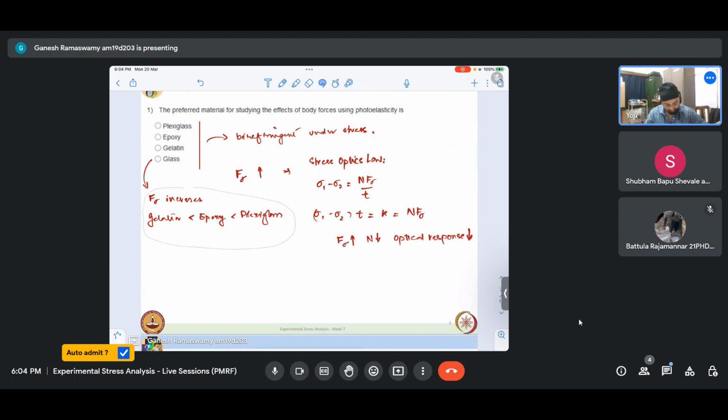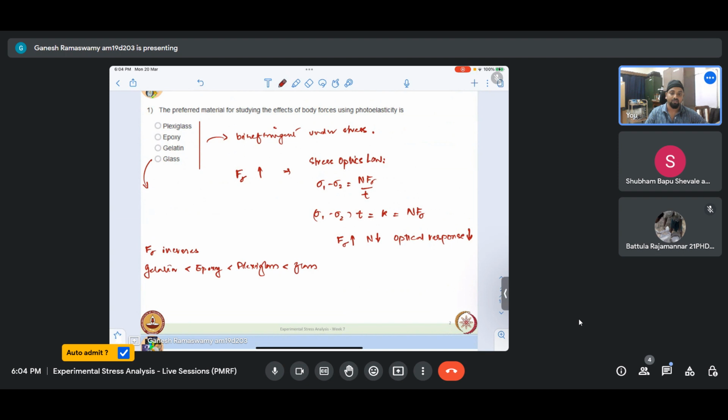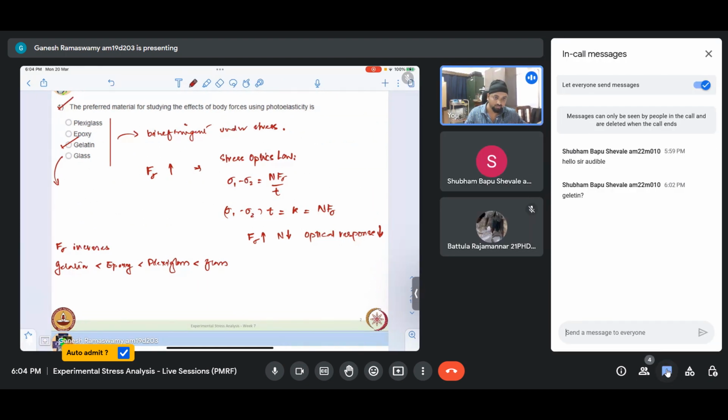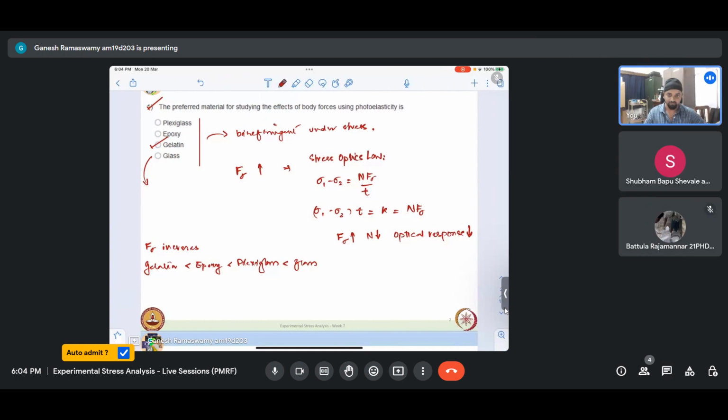Which is followed by glass. Glass is a classic example of very poor birefringence. It doesn't show any fringes, because of which we need to go for carrier fringe analysis and all that. So understandably, to study the effect of body forces, including self weights, gelatin is the most preferable because it will give high optical response even for a minute stress. Whatever Shubham had pointed out is absolutely right.